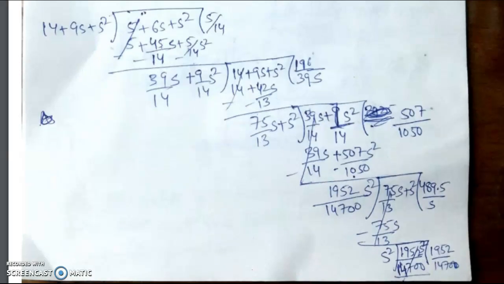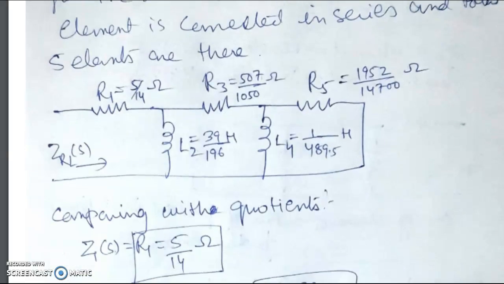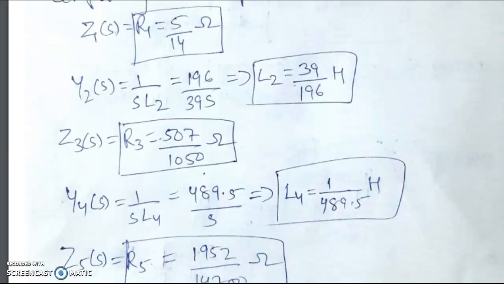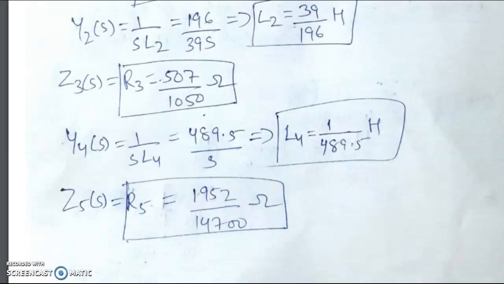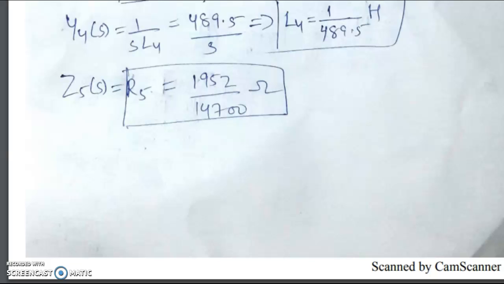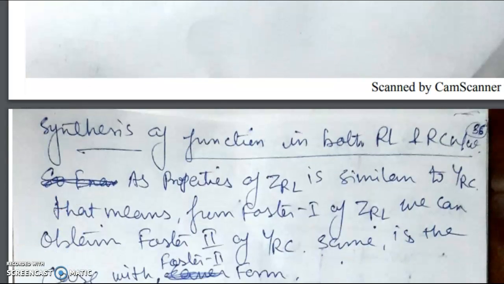So when we compare the quotients with the values, we see that L2 is equal to 39/196 Henry, R3 is equal to 507/1050 ohm, L4 is equal to 1/489.5, and R5 is equal to 1952/14,700. So in this way we can obtain the Cauer 1 and Cauer 2 form of the RL network.